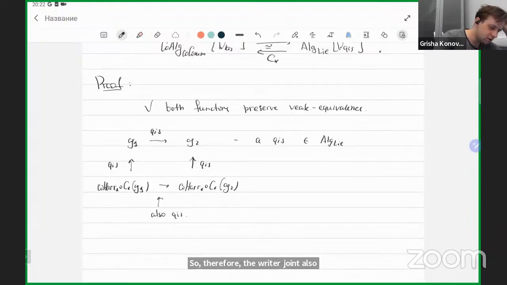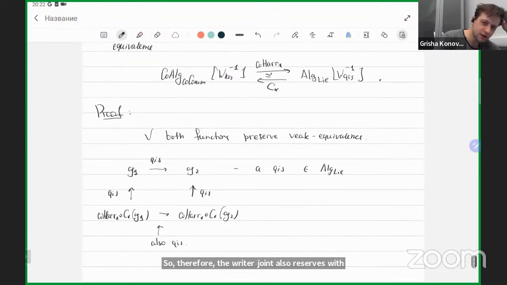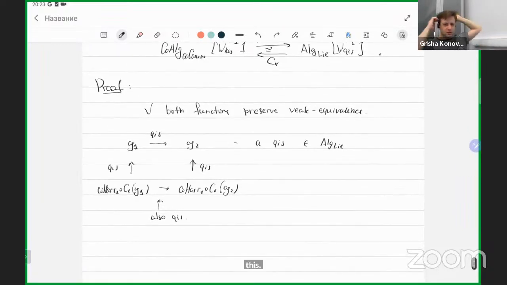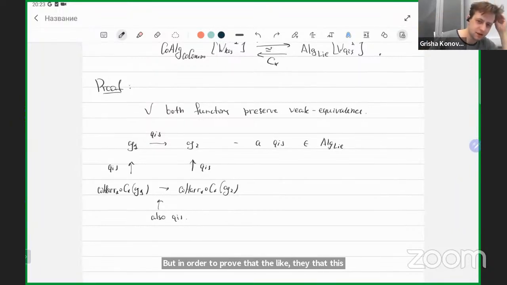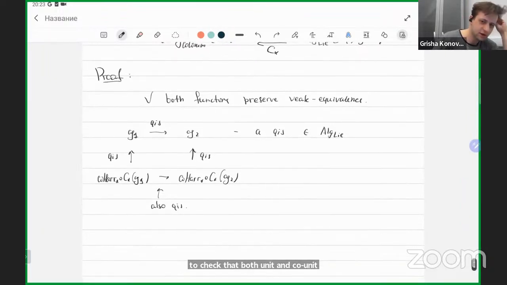So far, we have proved that there is indeed a pair of functors like this. But in order to prove that this adjunction in fact induces an equivalence, we need to check that both unit and co-unit are weak equivalences. And this is also straightforward and follows from the proposition.